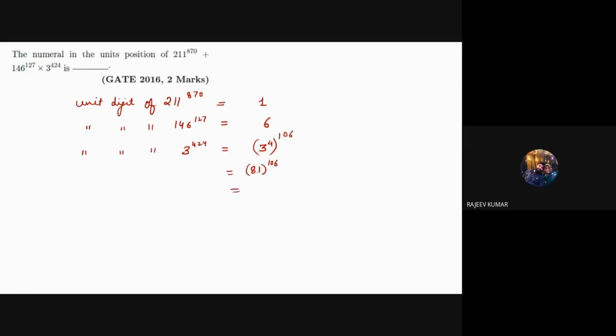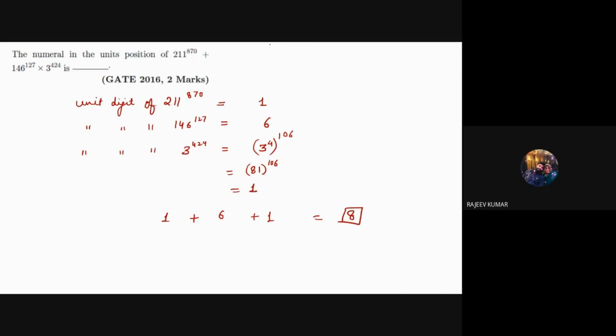So 1 की कोई भी पावर लो आप, 1 का स्क्वायर लो, 1 का क्यूब लो, the unit digit is going to be 1 only. So over here unit digit will become 1. So I have 3 unit digits. एक का 1 आया, एक का 6 आया, एक का 1 आया. So the total answer will be 8. So the correct answer will be 8.